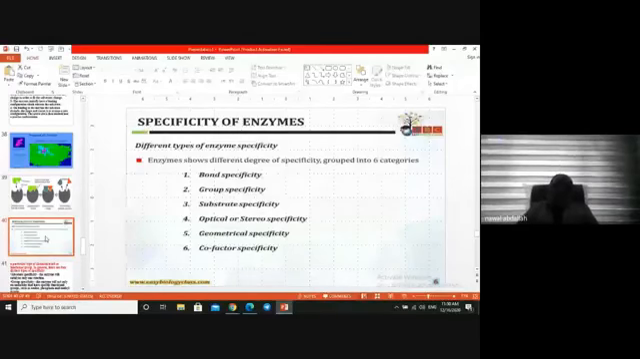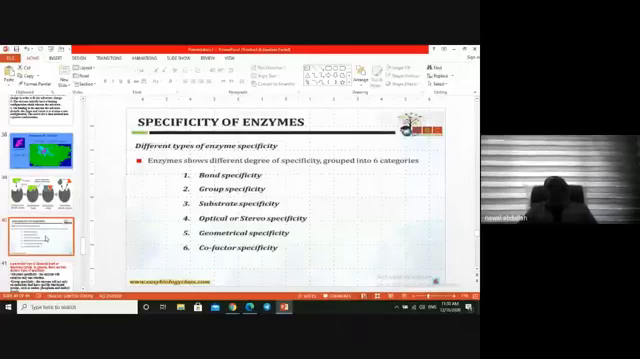Enzymes can act on the hydrocarbons, enzymes can act on the lipids, enzymes can act on other molecules, as a group. Substrate specificity: each enzyme acts on a specific substrate.